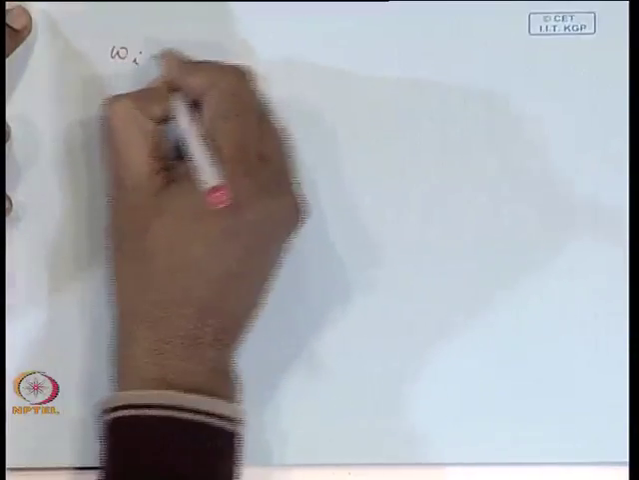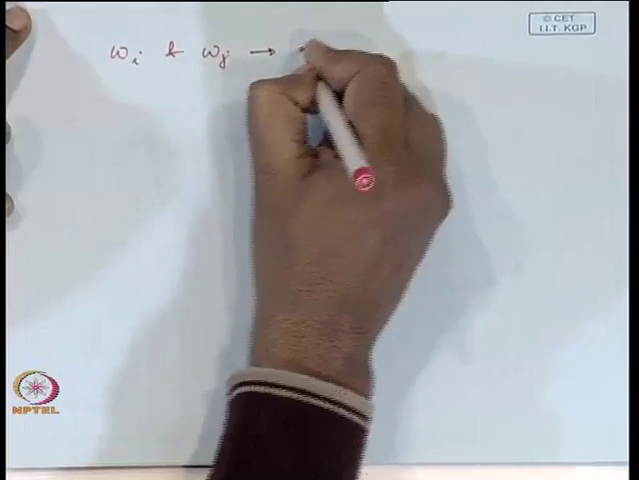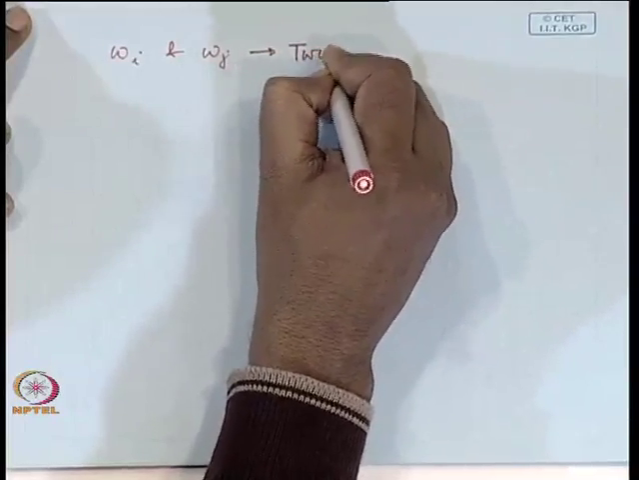Now, if I want to find out the decision boundary between two different classes, so I have two classes, class ω_i and class ω_j. So, I have two different classes.